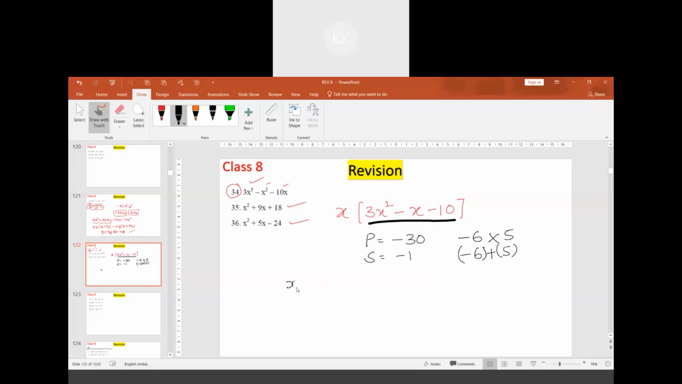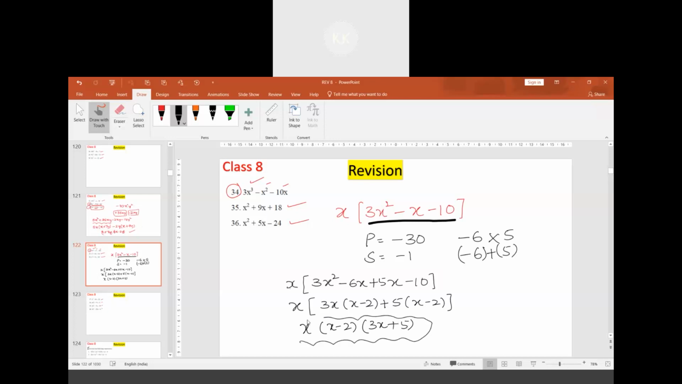What is very important is to carry this x in all the steps. So 3x squared minus 6x plus 5x minus 10. Now 3x is common: 3x times x minus 2, plus 5 common: 5 times x minus 2. So x minus 2 is the common. x times x minus 2 multiplied by 3x plus 5.